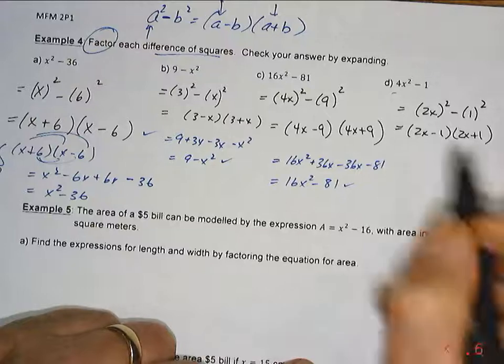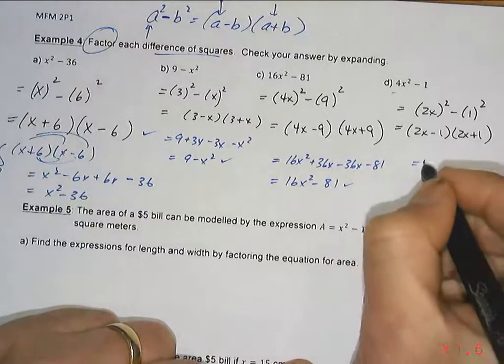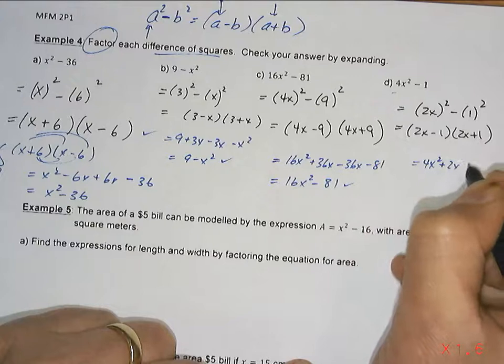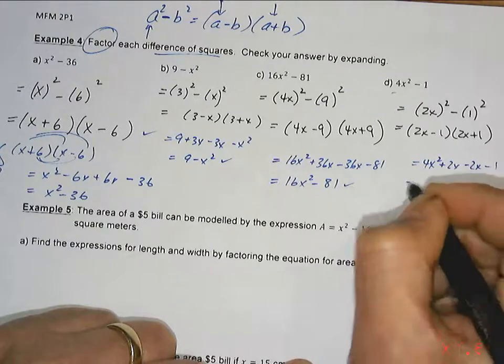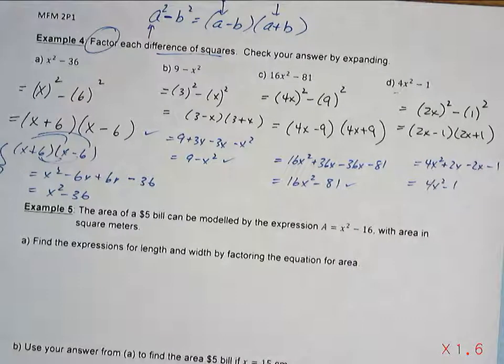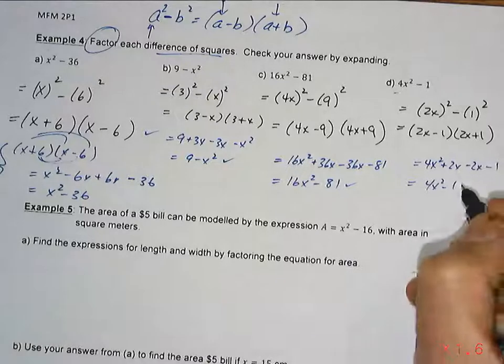Let's expand and see if we're right. 2x times 2x is 4x squared. 2x times 1 is 2x, minus 2x, minus 1. We end up with 4x squared minus 1, which is what we started with, which means we are correct.